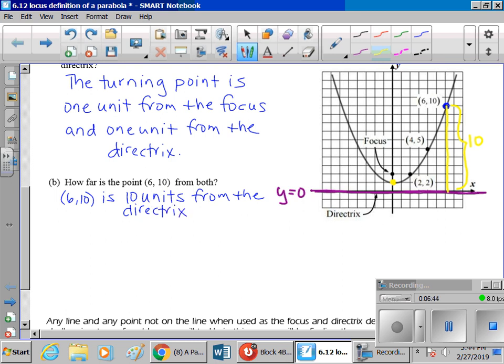Now, based on what we just heard in our video, when we determine the distance between the focus and the point (6, 10), I am thinking that it should be the same distance from here to here as it is from here to here. And it looks pretty good, but we can't always trust our pictures. So let's look and see. How would you find the distance between our two points, (6, 10) and our focus, which is (0, 2)?